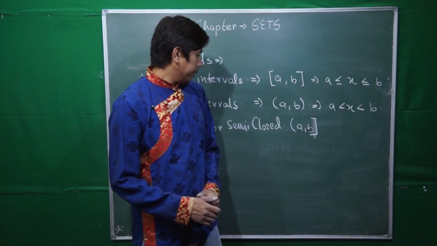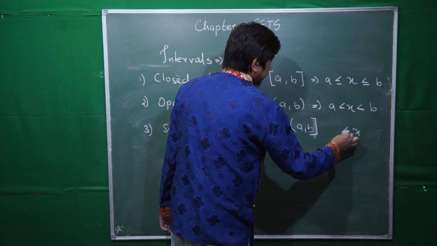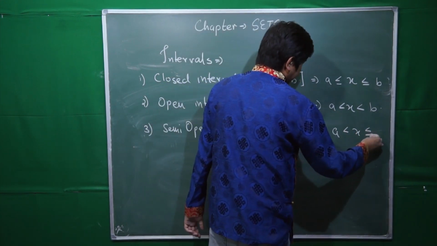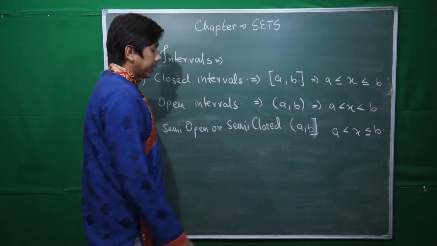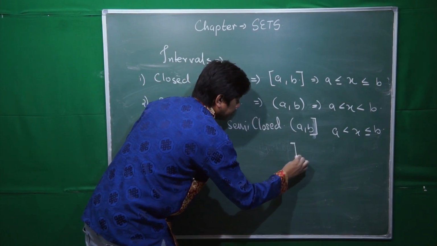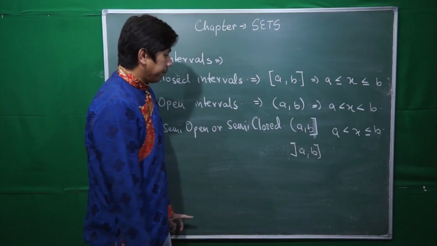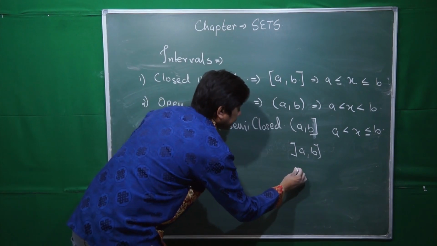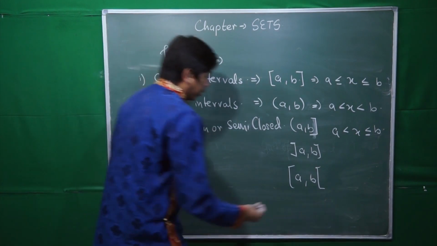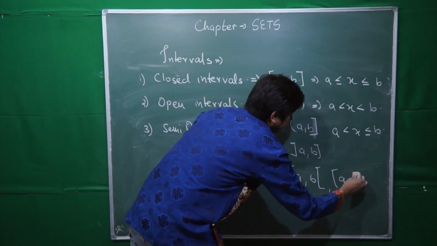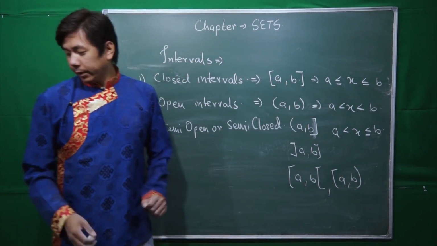Alright, is it clear? And for the last one, it states that the x value is greater than a but less than or equal to b. Okay, so in this condition, b can be included. Same way, it can be written as this, which implies the same thing. Okay, and it can also be written in this way: a included and b excluded. Simple. Is it clear?